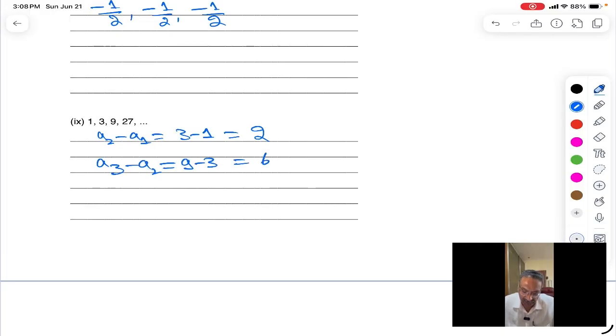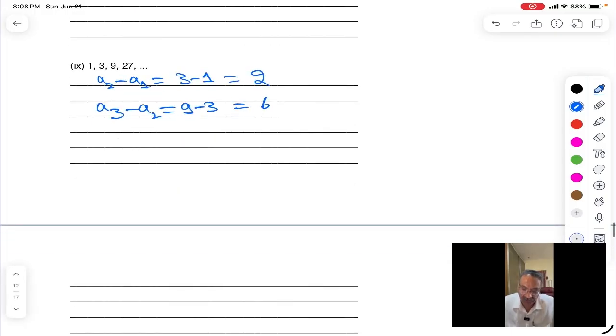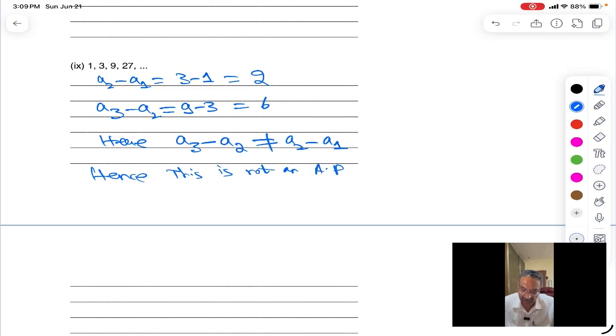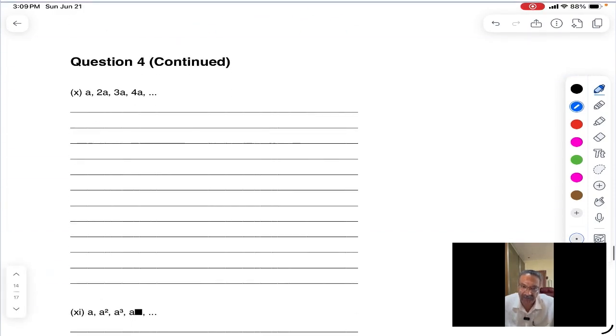A3 minus A2 is equal to 9 minus 3 is equal to 6. 2 and 6 are not equal here. So what we have got? A3 minus A2 is not equal to A2 minus A1. Hence this is not an arithmetic progression.